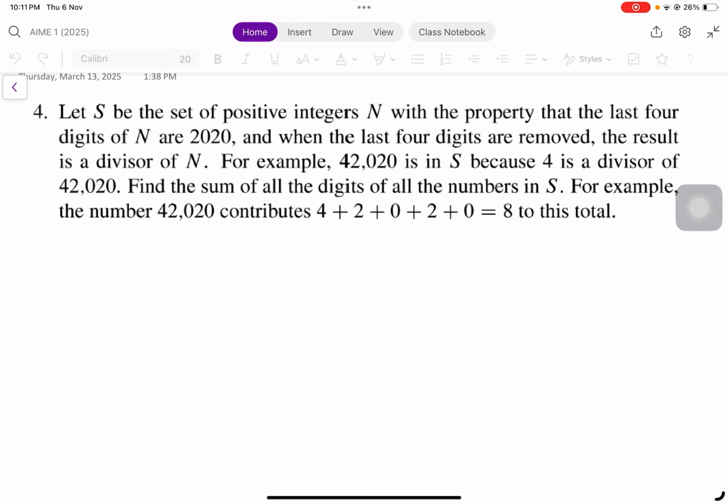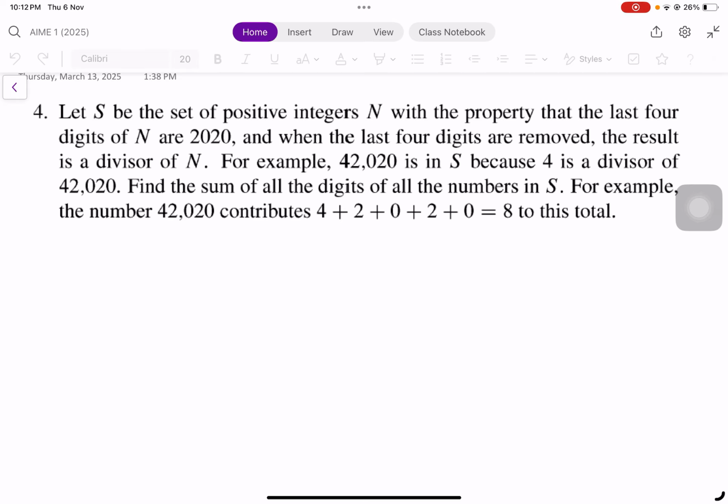Let S be the set of positive integers n with the property that the last four digits of n are 2020. When the last four digits are removed, the result is a divisor of n. For example, 42020 is in S because 4 is a divisor of 42020. Find the sum of all digits of all numbers in S.